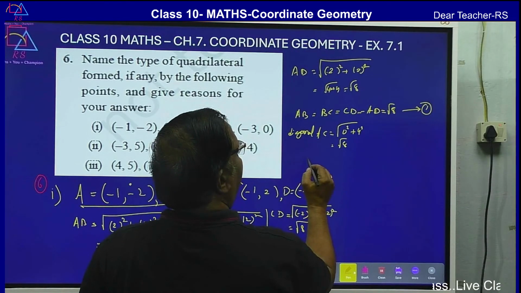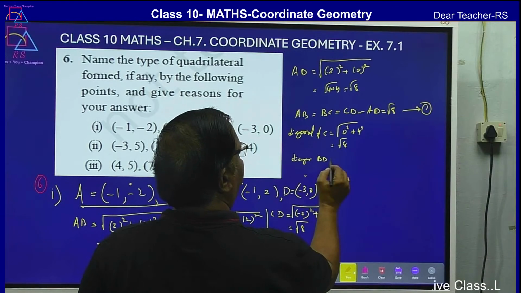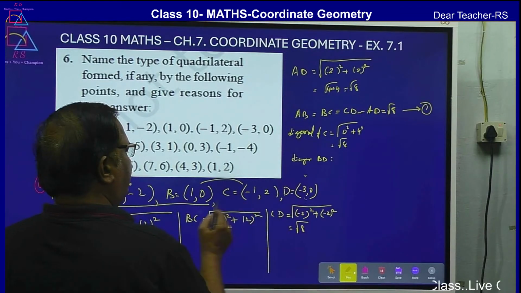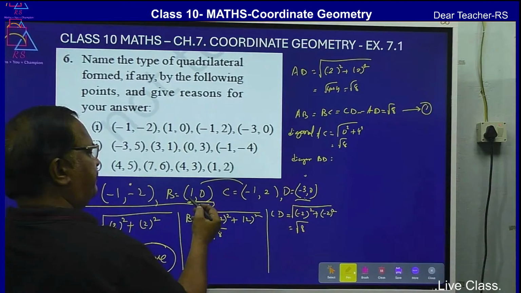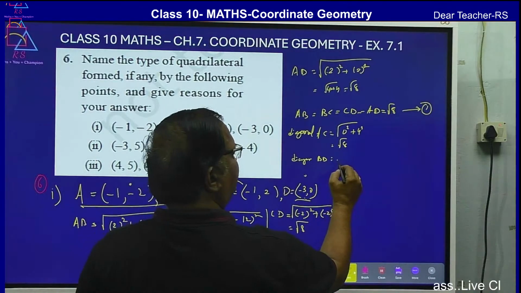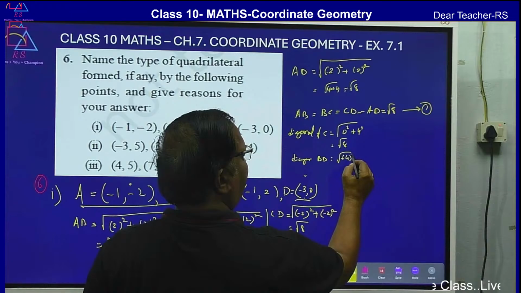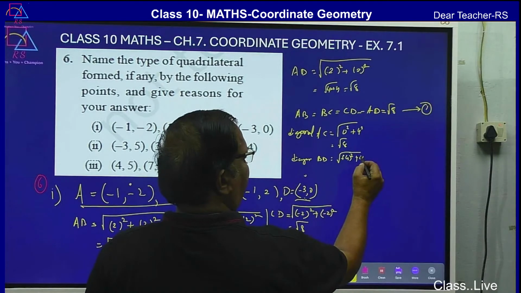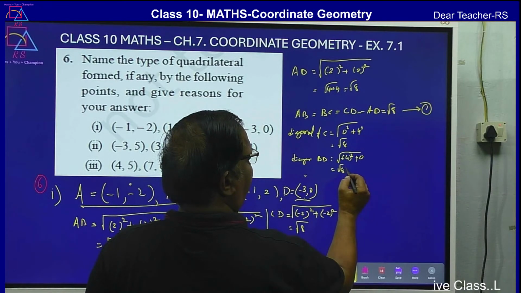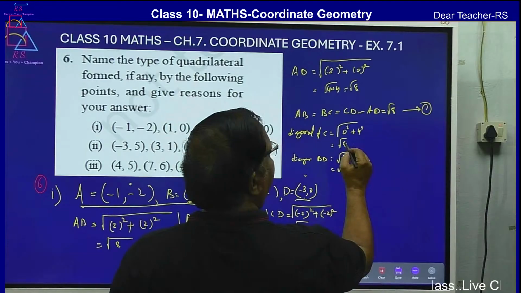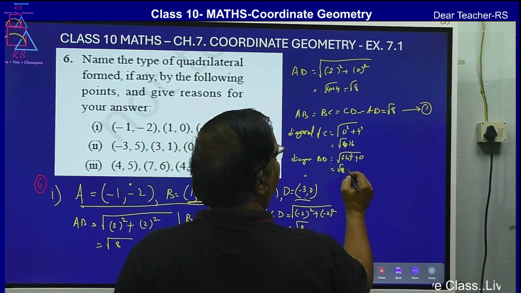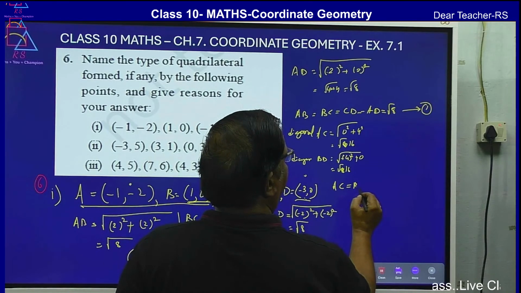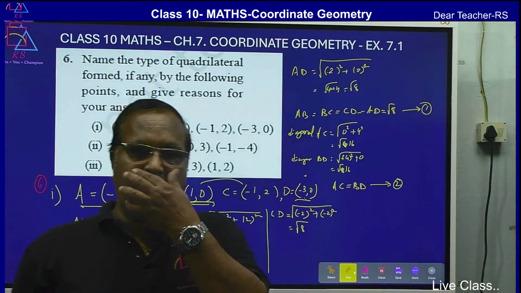Now let us find diagonal BD also. B and D: minus 3 minus 1 is minus 4. So minus 4 whole square plus 0 minus 0, 0, which is equal to square root of 16. So that means AC is equal to BD. Yes, diagonals are also equal.